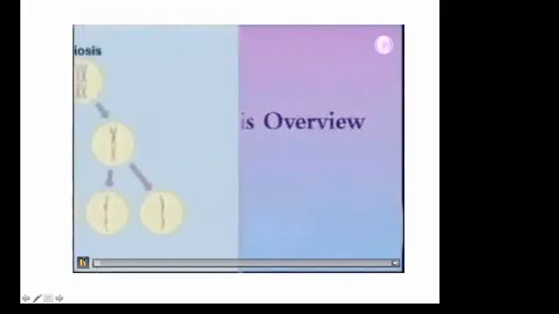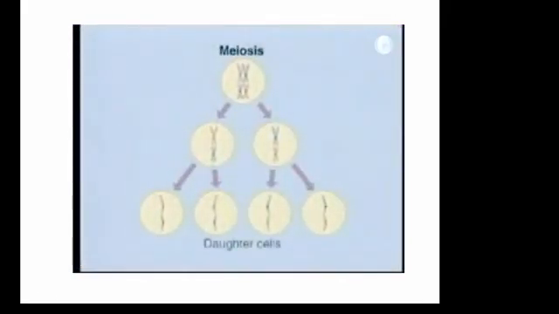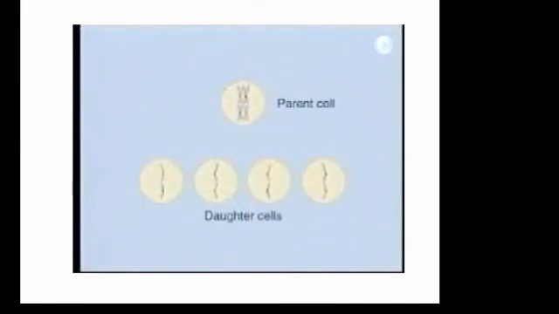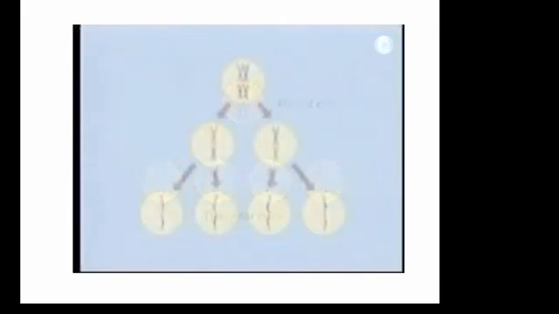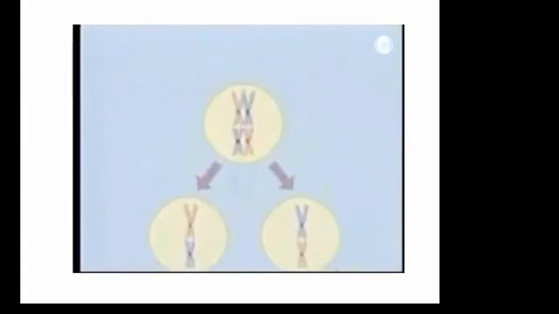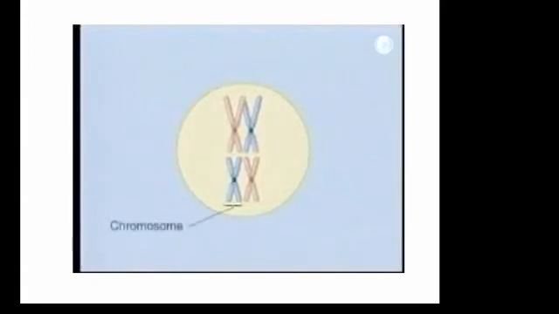The process of meiosis results in the formation of 4 daughter cells, each containing half the number of chromosomes found in the parent cell. In this case, the parent cell has 4 chromosomes, and the daughter cells have 2 chromosomes. The chromosomes are shown here as they look during cell division. In the parent cell, the chromosomes have replicated and condensed. Each chromosome consists of 2 sister chromatids joined at the centromere.